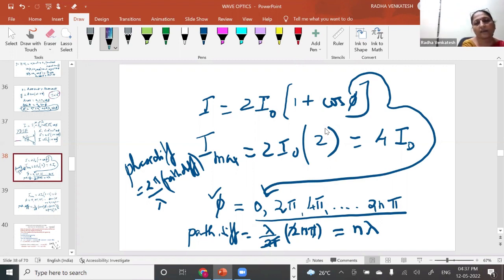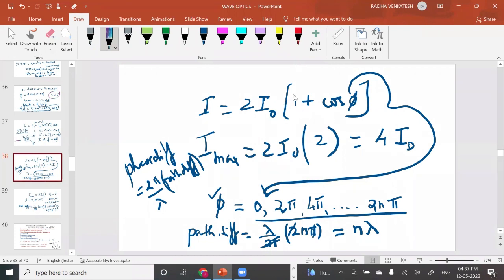Teachers, in the equation, only the phase angle phi can change. Phi between two waves can be different. I naught comes from the same source, so I naught cannot change. I keep the I naught as such.